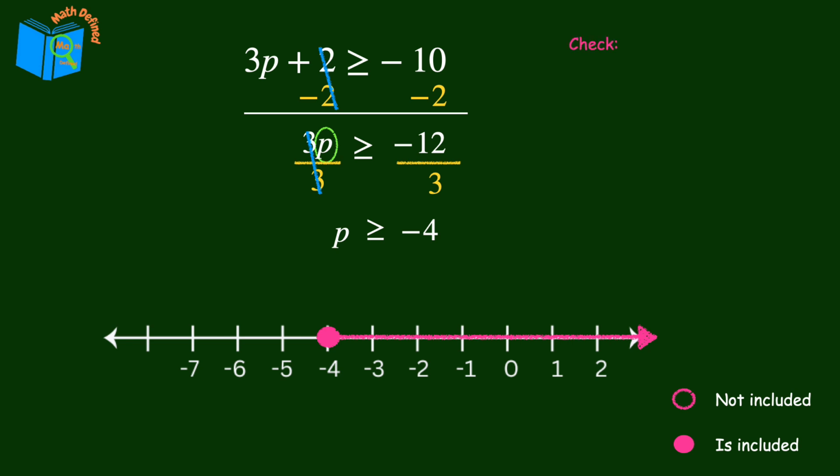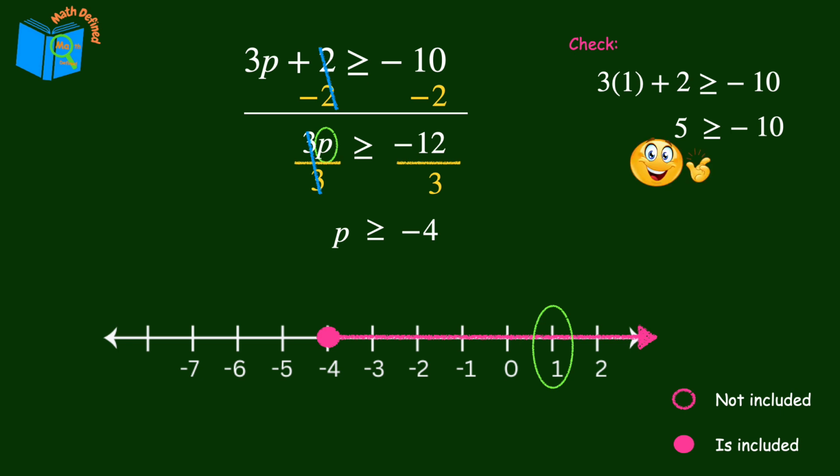Let's check our solution. I'll choose an easy number to work with that is greater than negative 4 and place it back into the original inequality. I'll choose positive 1. Ones are always nice, easy numbers to work with. On the left side, 3 times 1 is 3 plus 2 is 5. Is 5 greater than negative 10? Yes, our solution is true. This example was pretty straightforward, but the next example gets interesting.